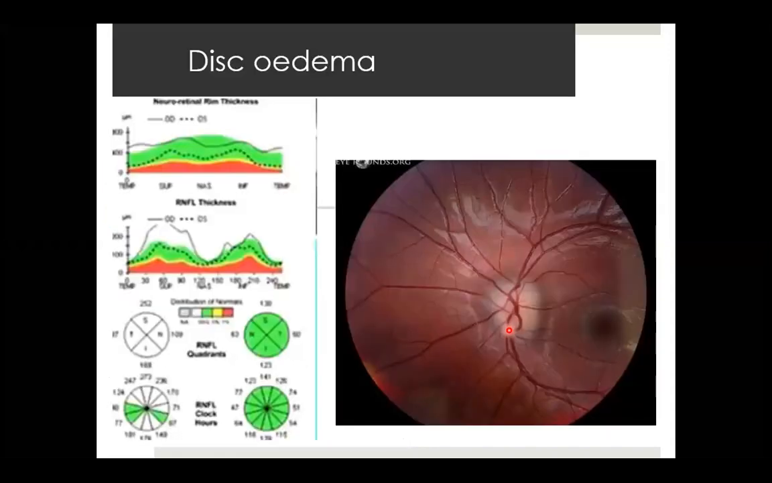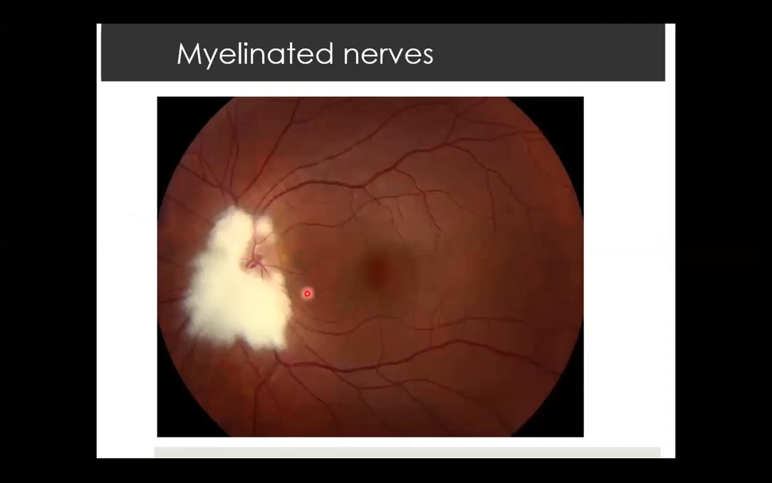Also in disc edema, this is a patient who had unilateral disc edema on the right eye. You can see the nerve fiber layer is quite swollen, quite thick, and this is also represented over here. It's way, way, way above normal. That's why it's looking all white, because it's really out of the normal database. And then I think this is my final one.